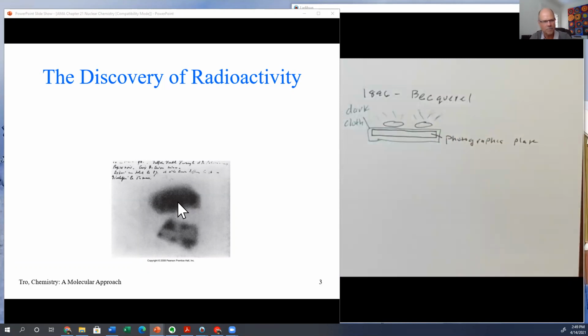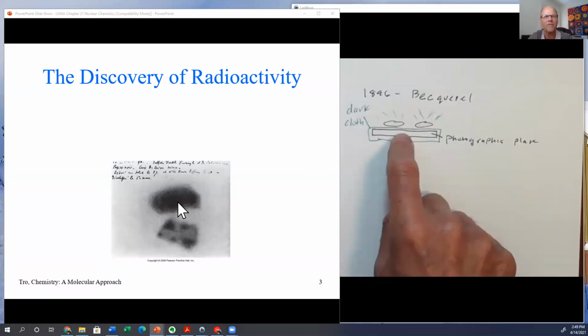But apparently, at least according to the story, Becquerel repeated his experiment several times, but there were some days that were particularly cloudy and stormy. So he didn't have enough sunlight to really expose the crystals to sunlight. So he threw them in his desk drawer in the dark on top of the photographic plate.